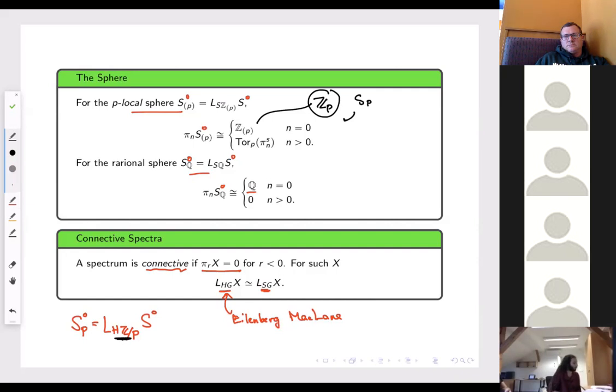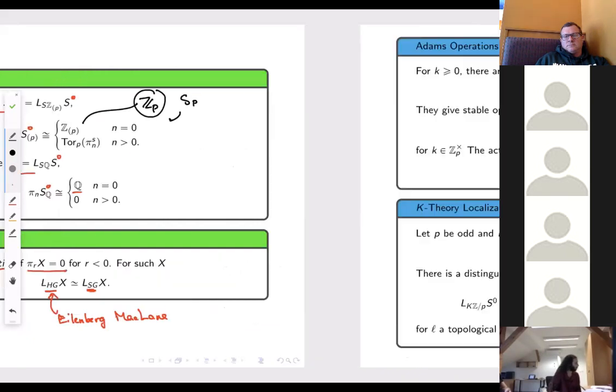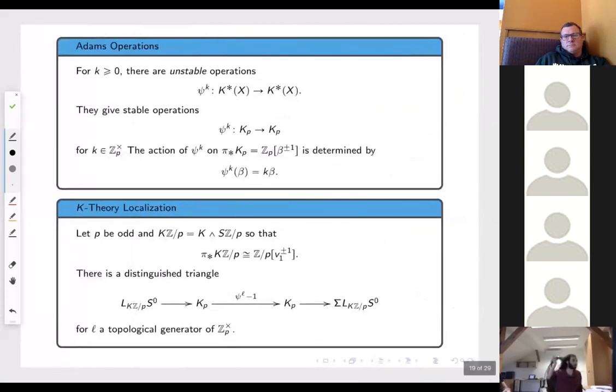Okay. So now I want to talk about K-theoretic localization. So now this is going to step up a level of the kind of background I need. I'm going to assume some familiarity with the Adams operations. So if you have K-theory, you have your regular K-theory, which classifies vector bundles.